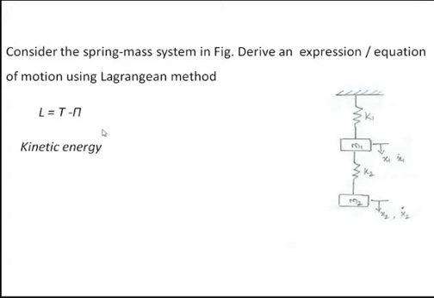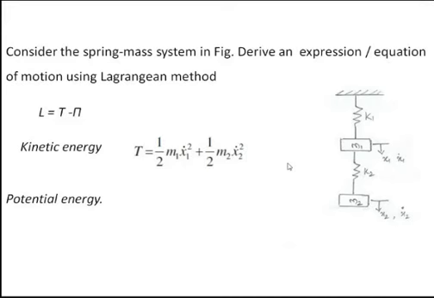So kinetic energy, how do you find the kinetic energy? It is half m v square, right? And v is nothing but your velocity. So if x1 is the displacement, x1 dot will be the velocity. At each mass you are supposed to take that, so I'll be getting half m1 x1 dot square, that is for mass 1. Then I have half m2 x2 dot square for mass 2. This gives me the total kinetic energy for the spring mass system.